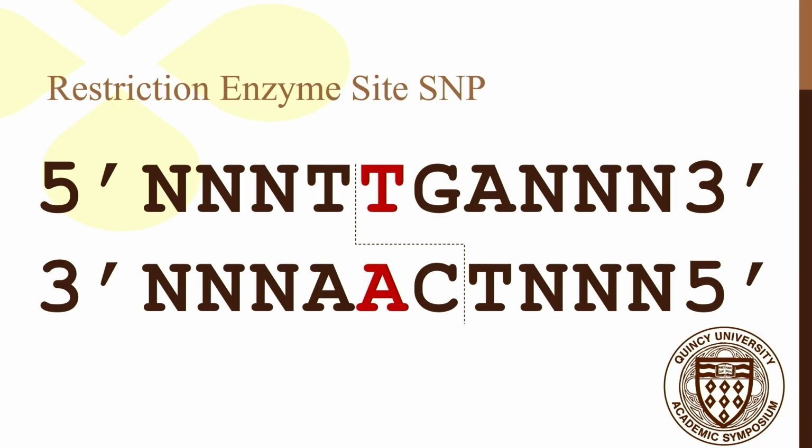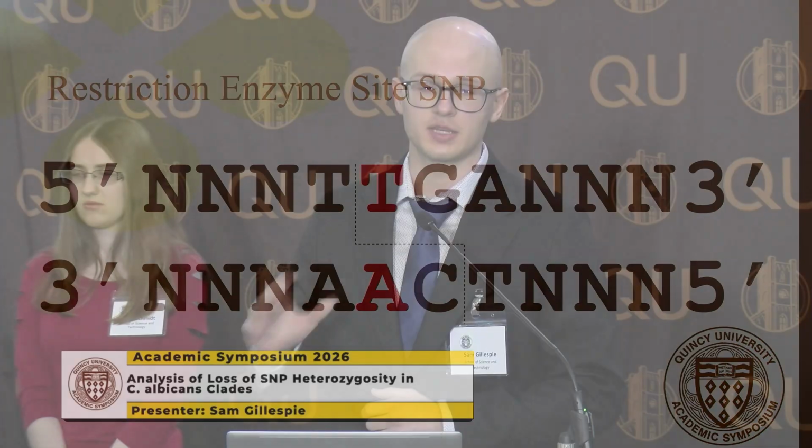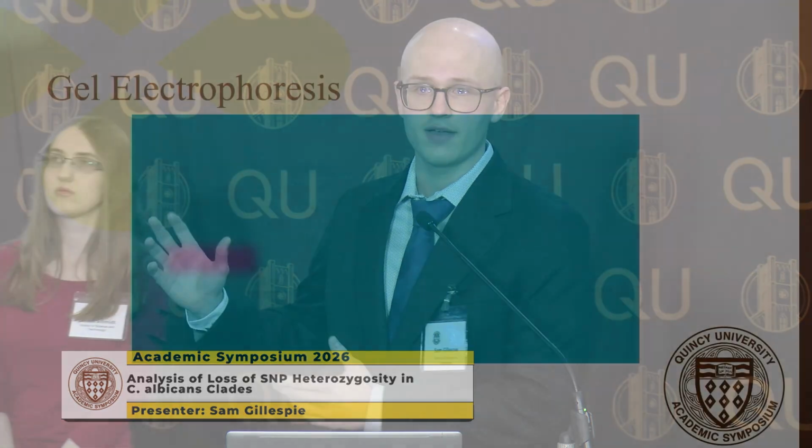So, in the case in which this SNP is there and there is no cutting happening, this is what it will look like on the gel. You will have a singular, large, thick band that has no details next to it. This would also mean that it's homozygous for not having a restriction enzyme site for both chromosomes.